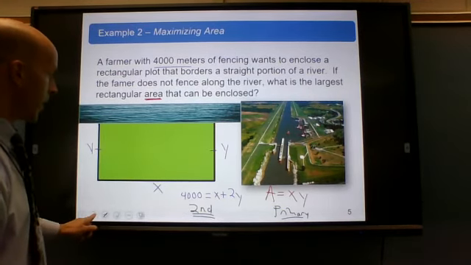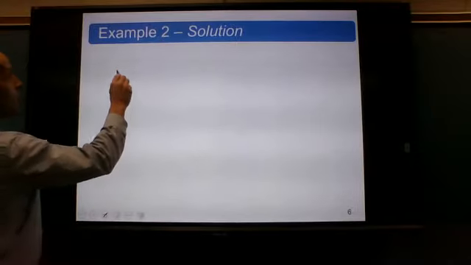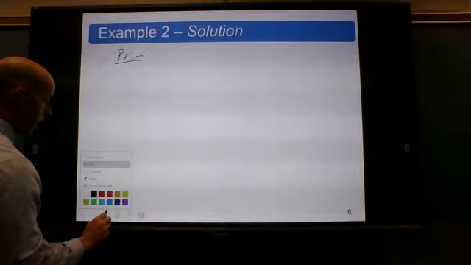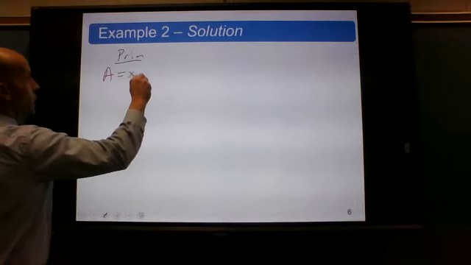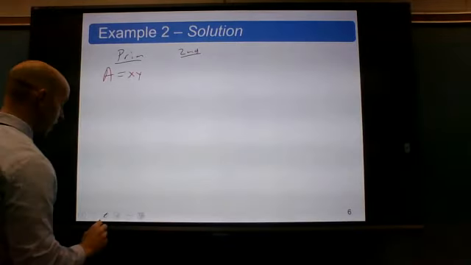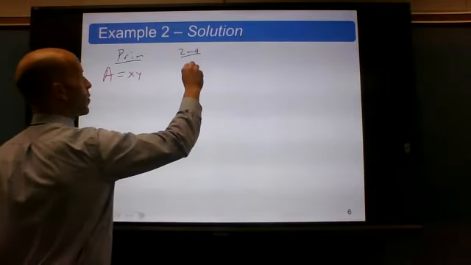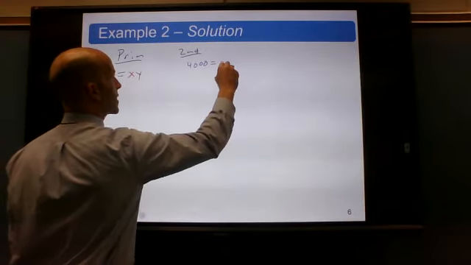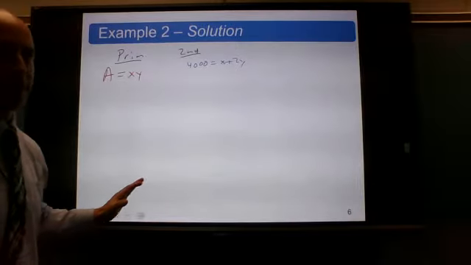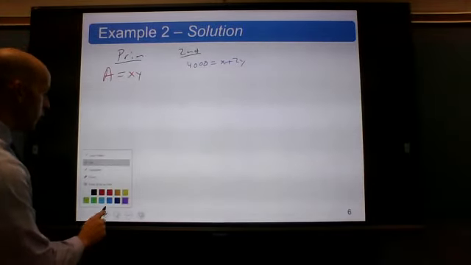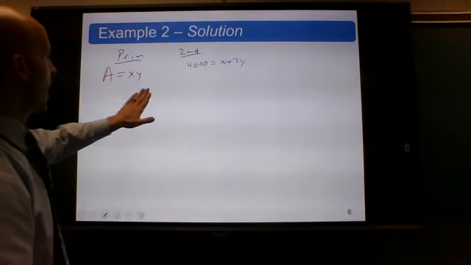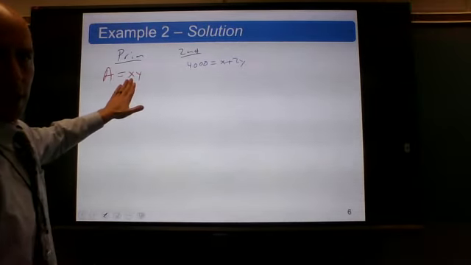So what we're going to do, I'm going to go ahead and go to the next slide here. And I know that my primary equation, I think I said that that was A equals xy. And then my secondary equation, which I think I said that one was 4,000 equals x plus 2y. So in most of these optimization problems, what you're going to do is use the information in the second equation and substitute it into the primary equation.